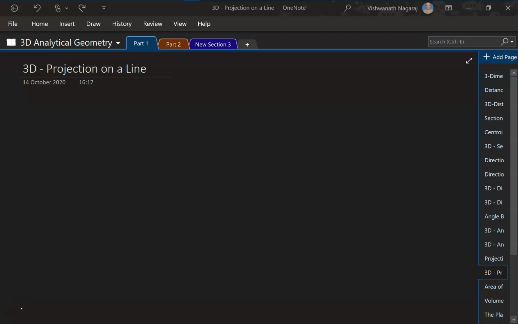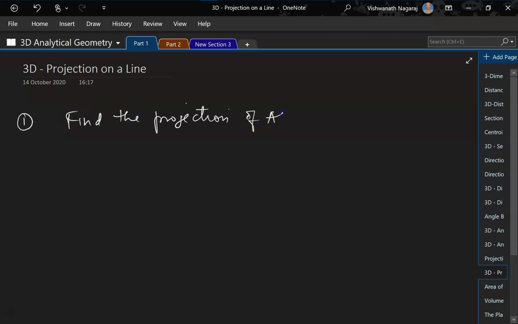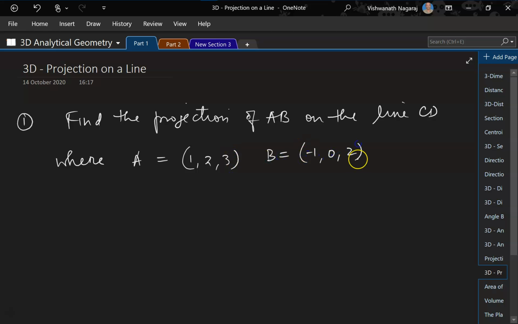Projection on a line. Let's do some problem solving. First one, find the projection of AB on the line CD, where A is equal to (1, 2, 3), B is equal to (-1, 0, 2), C is equal to (1, 4, 2), and D is equal to (2, 0, -1).